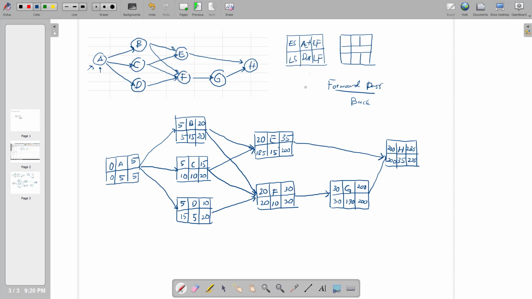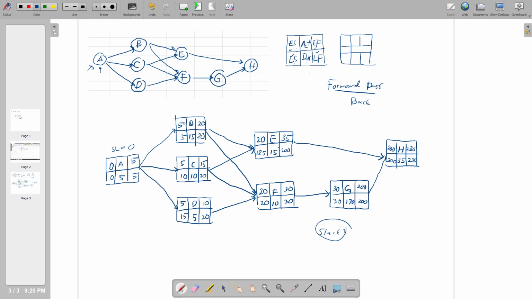Okay, so we have the calculation of early start, early finish, late start, and late finish. So how to calculate the slack? How to calculate the total slack? The total slack is the difference between the early start and late start, or early finish and late finish. If you see the difference between the early start of activity A and the late start of activity A, which is 0 and 0, the difference is 0, or 5 and 5 is 0. Then the slack for activity A is 0.